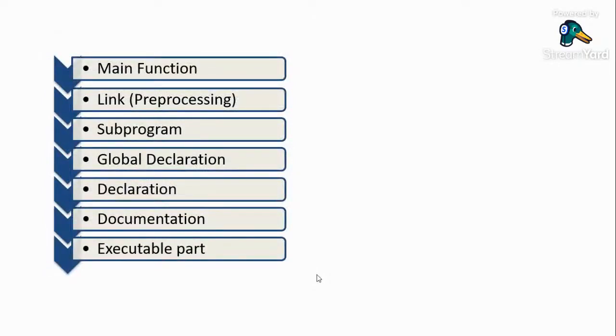This is how a C program structure would be. This is not in the right order. So if somebody can tell me what would be the right order of the structure of the C program.